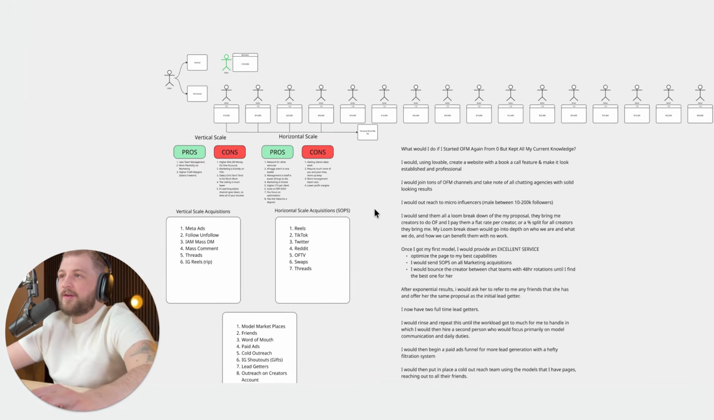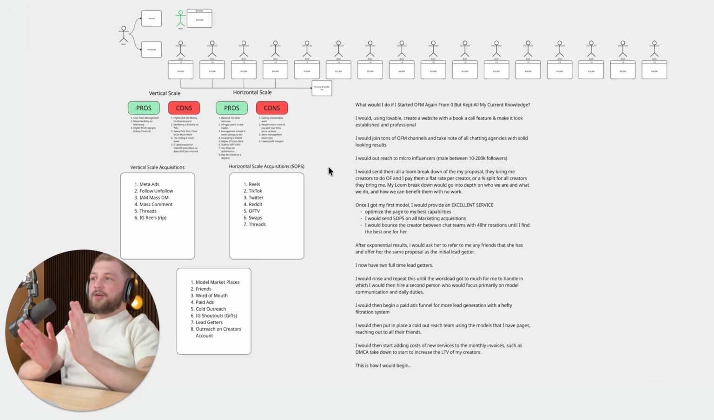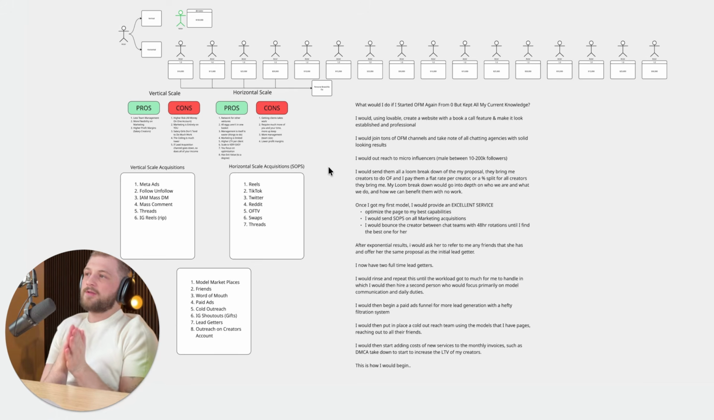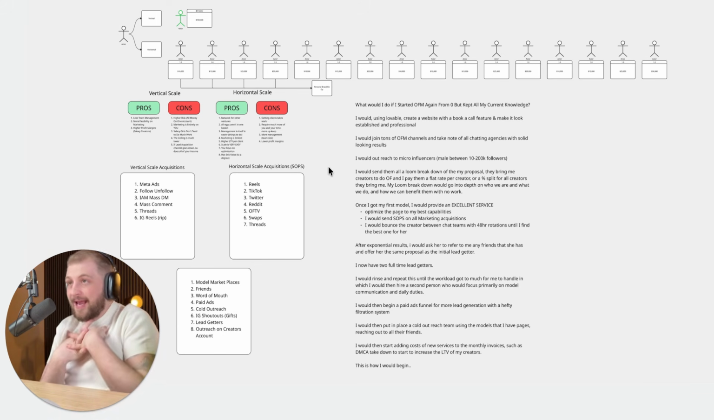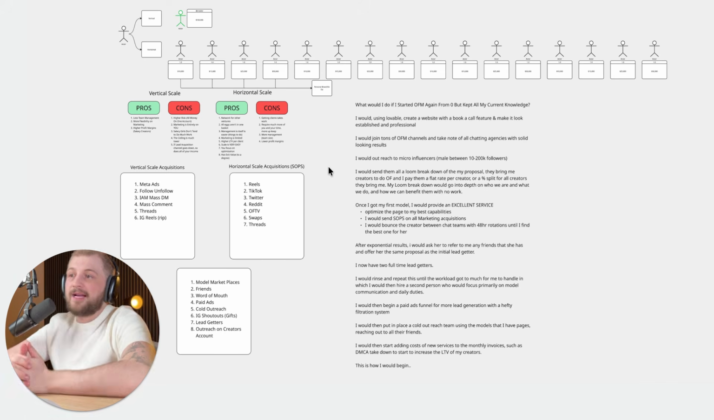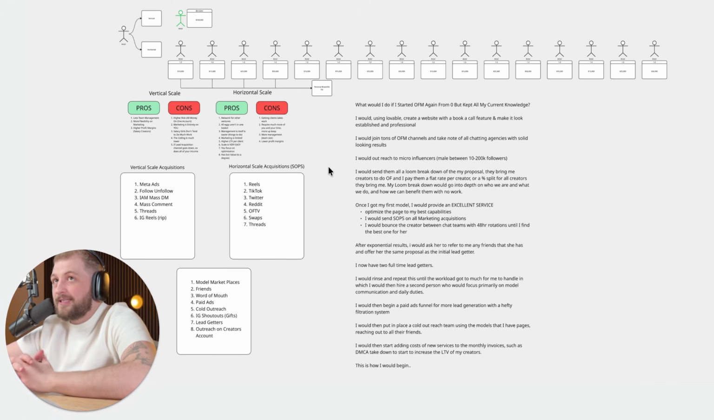So this is OFM for Dummies. This is like a very, very basic understanding of vertical scale, horizontal scale, which one should you do, and what I would do if I started OFM again. And yes, I would take the agency model just because my income is a lot more guaranteed. Alongside that, getting an outreach team is going to be, generally speaking, pretty simple. Getting my first model is going to be, generally speaking, pretty simple.